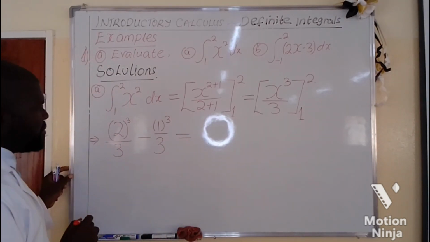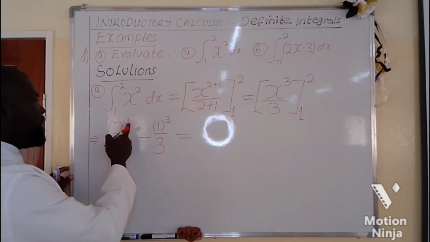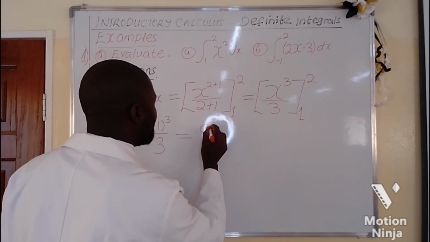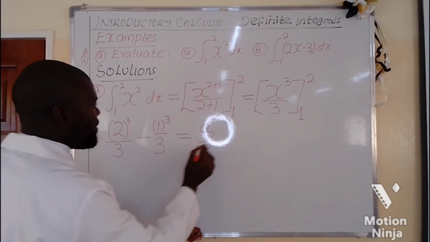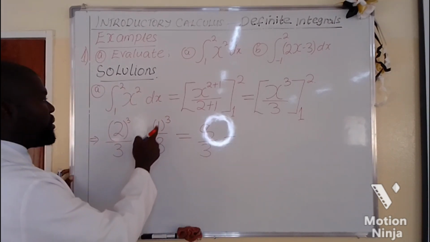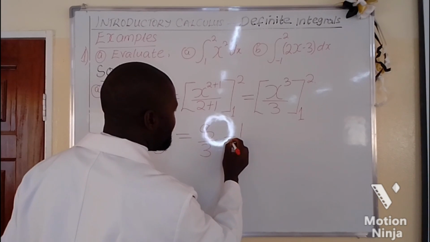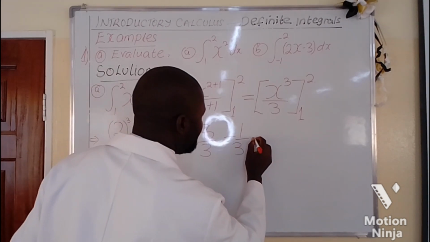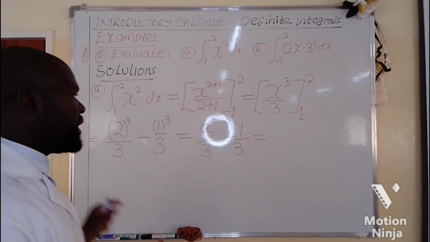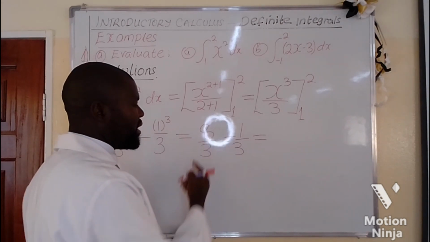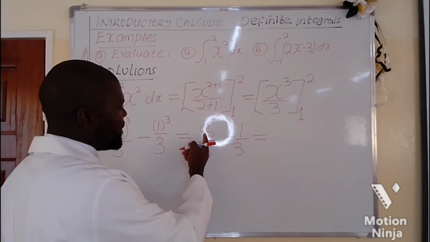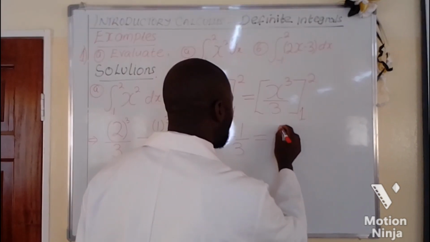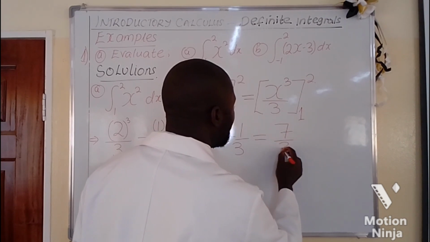So we continue. 2 to the power 3 will give us 8. So we have 8 over 3 minus 1 to the power 3, which is actually 1 over 3. So when we are here, since the denominator is the same, we are just going to evaluate the numerator. So we shall just say 8 minus 1, and we shall get 7 over 3.